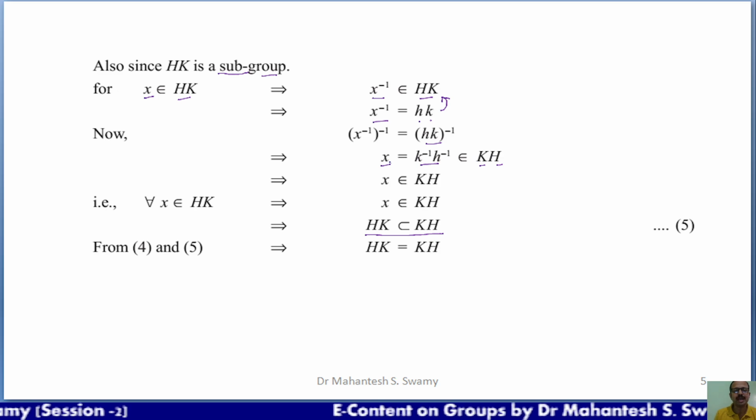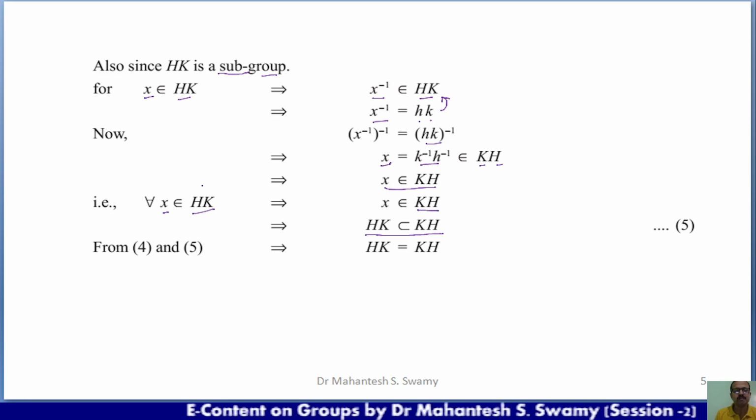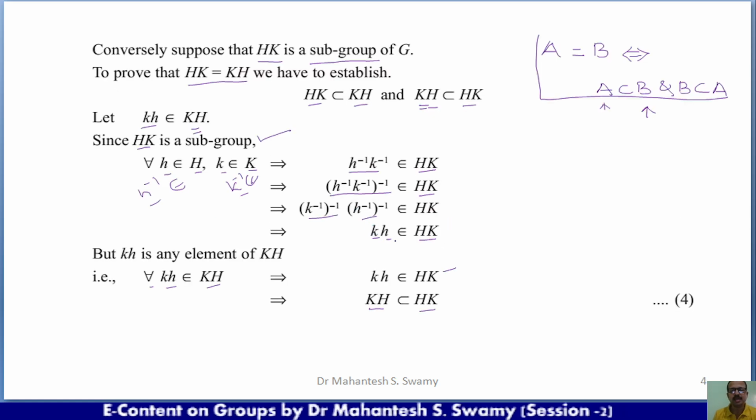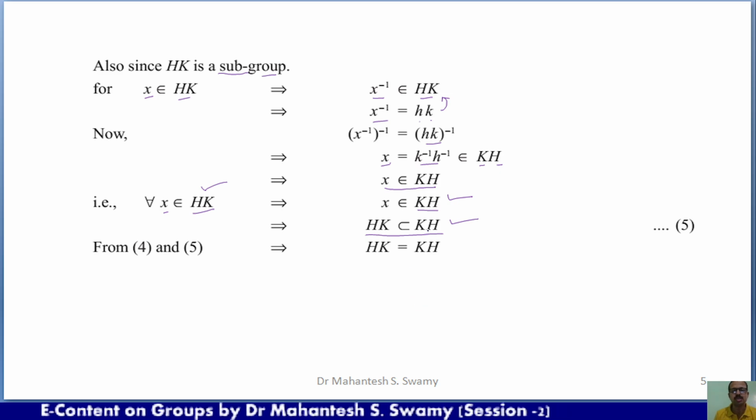So what have we proved? x belongs to capital K, capital H. See, we started with our assumption that x is an arbitrary element of HK, and we have proved that x is also an element of KH. So we can say that every element of HK is an element of KH. Therefore, HK must be a subset of KH. So what have we proved? In equation number 4, we have proved that KH is a subset of HK. And now we have proved that HK is a subset of KH.